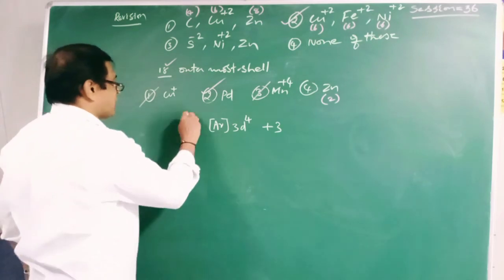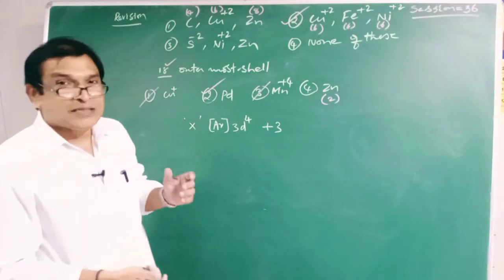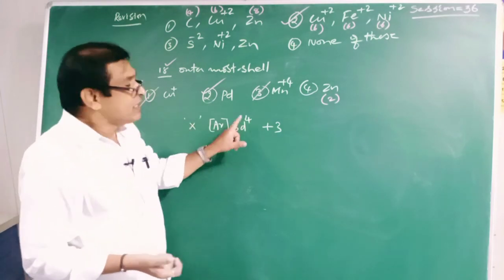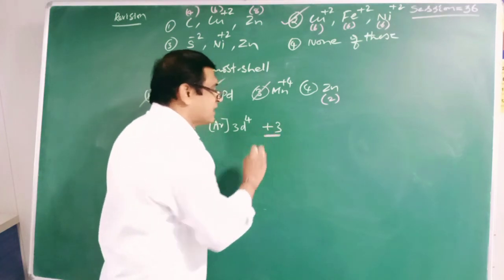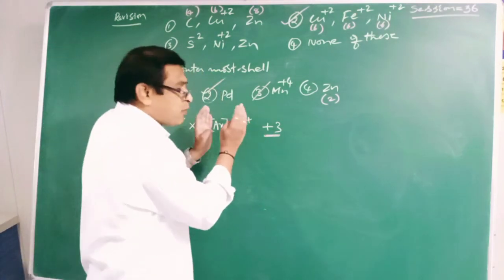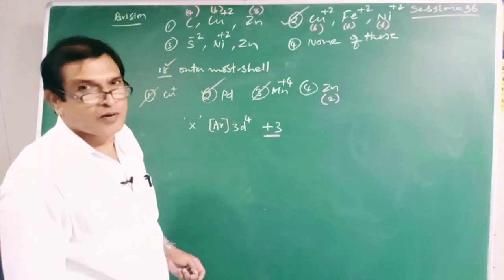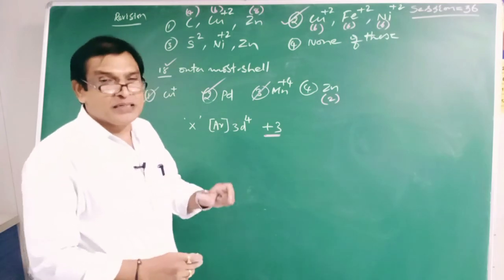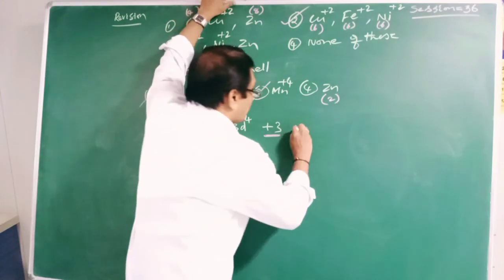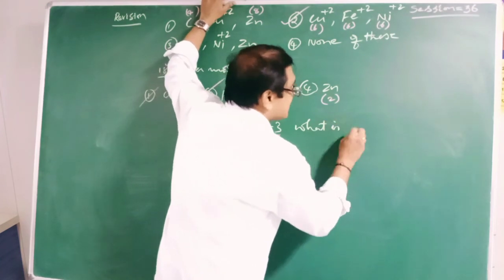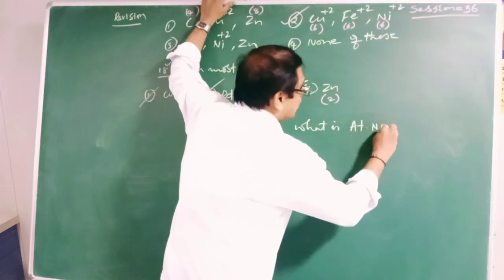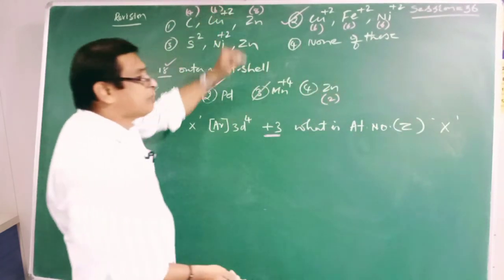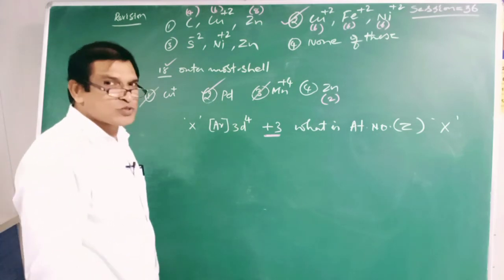I repeat again the question. The transition metal X has the configuration argon 3d4 in +3 oxidation state. In +3 oxidation state, it is possessing the configuration like this. Then what is the atomic number, that is Z, of the element X? You got my question? Is it clearly understood?